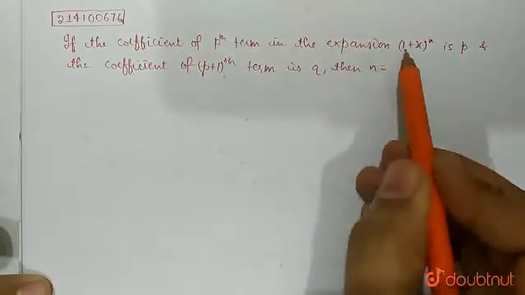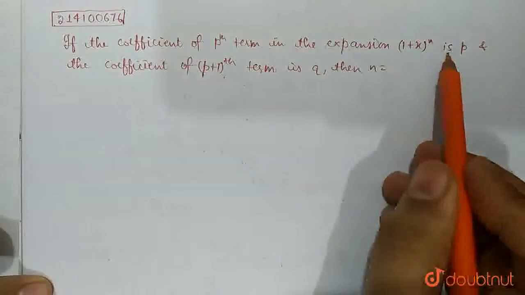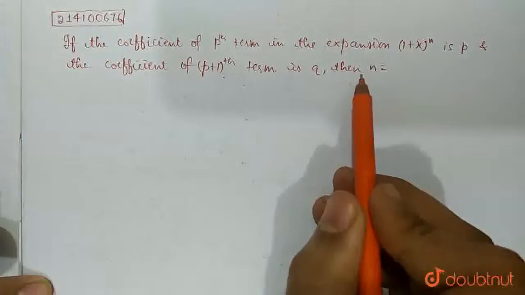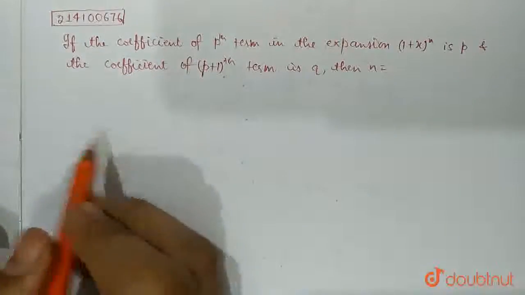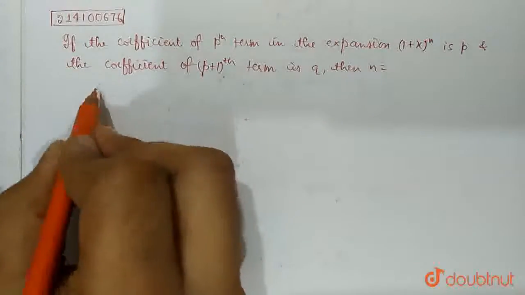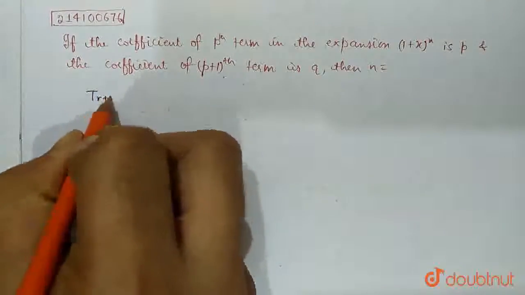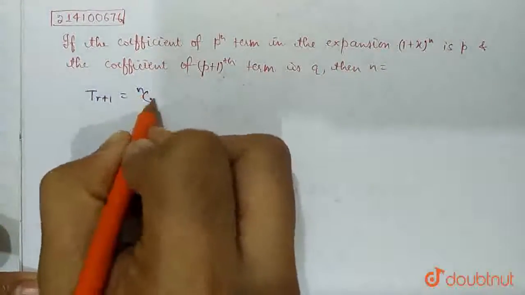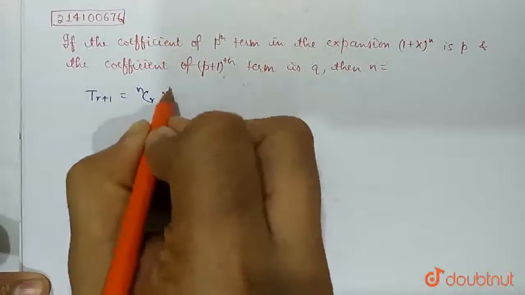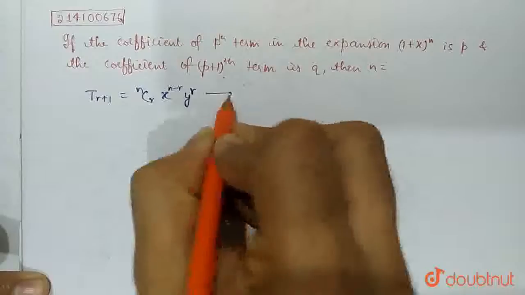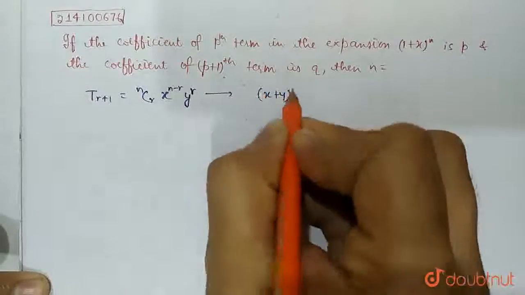If the coefficient of pure term in the expansion 1 plus x raised to the power n is p and the coefficient of p plus 1 term is q, then n equal. So we know the general term of a binomial expansion, that is T r plus 1 equal to nCr x raised to the power n minus r y raised to the power r in case it's expansion of x plus y raised to the power n.